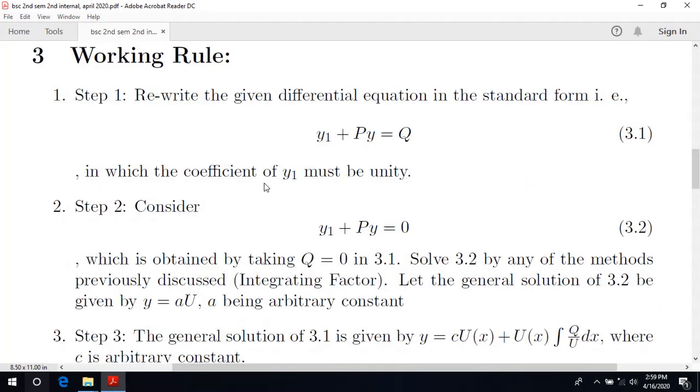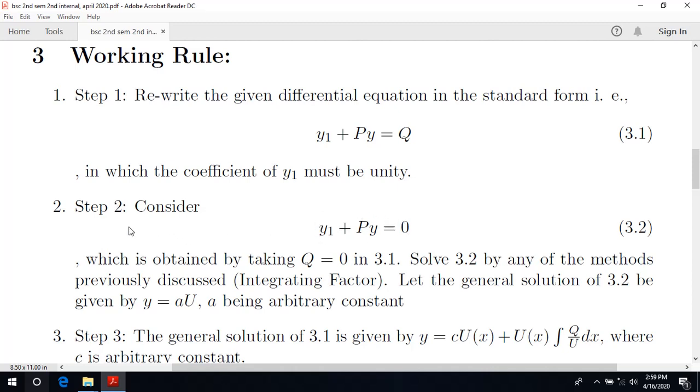Now let us see a working rule for finding the solution of a first order linear differential equation using this method. In the first step, you just put the given differential equation into standard form. This is the standard form of the first order linear differential equation. In the second step, you just put q equal to 0, and you will get this equation.